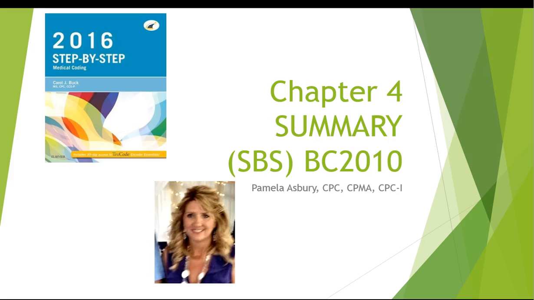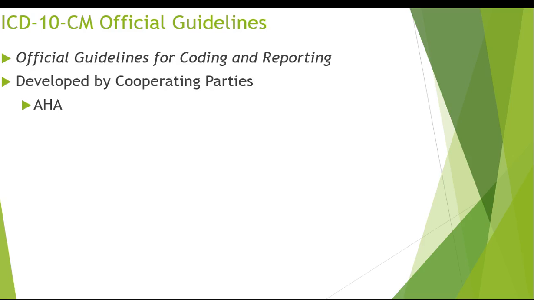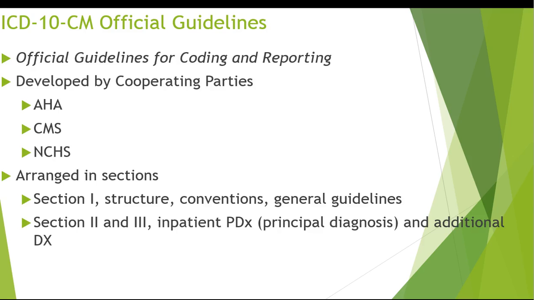Let's look at what you've been learning in Chapter 4. In Chapter 4, you have started learning about the official guidelines. The official guidelines for coding and reporting were developed and approved by the cooperating parties. And those cooperating parties are the American Hospital Association, the Centers for Medicare and Medicaid Services, and the National Center for Health Statistics.